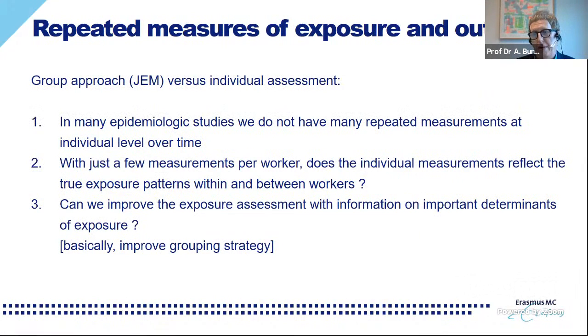But there are only very, very few studies that have these data sets. Most studies have just 1 or 2 measurements of an individual over time. And when you just have 1 or 2 measurements, what does this say of the true exposure? And even in the example of the coal mines, the authors asked themselves the question, can we improve the exposure assessment if we have important determinants of exposure?